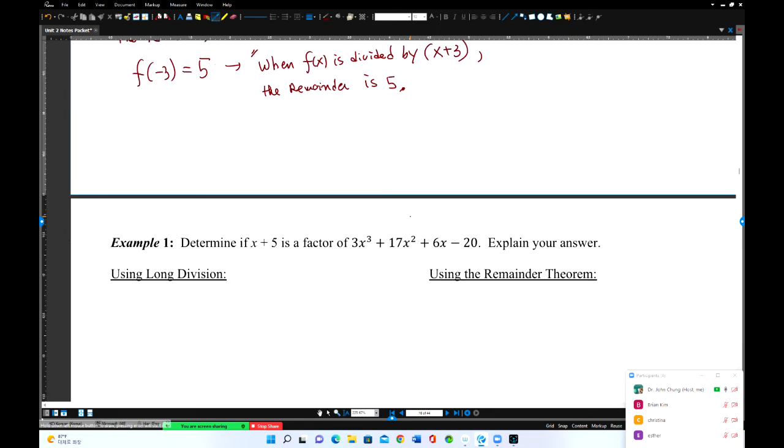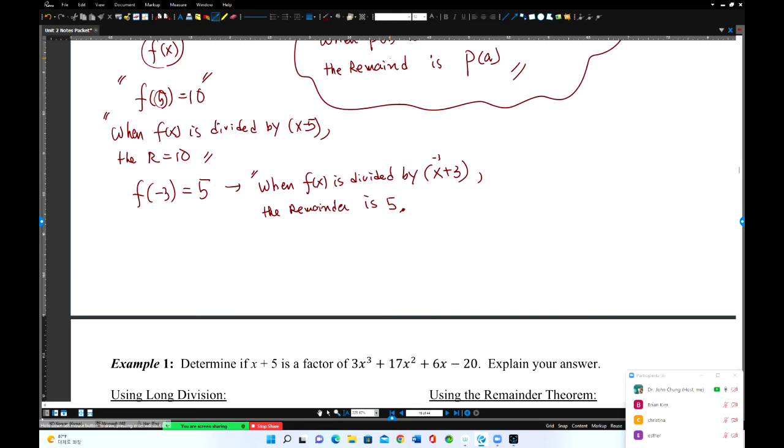Now we have this one. What's the remainder? If you have f of x equals 2x cubed minus 5, we're going to divide it by what? I'm going to do long division of 2x cubed minus 5 by this x plus 2. What's the remainder? We don't care about the quotient q of x. If you want to find q of x, you have to use long division. So q of x is not our concern. Our concern is only the remainder.